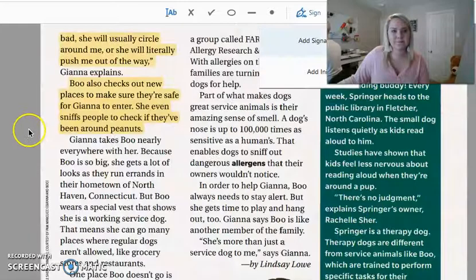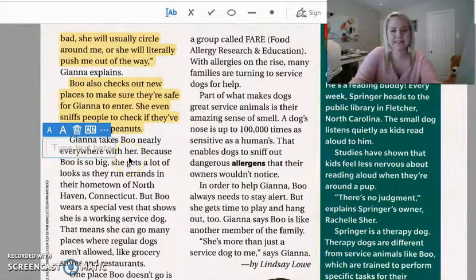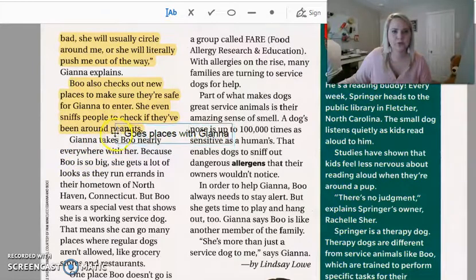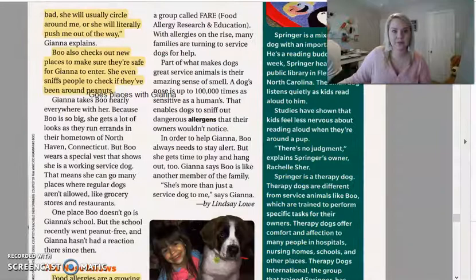So I could put a little text box right here, and I could say, goes places with Gianna. Let me see if I can move this over. Well, not really, but we're going to try. You could write it out to the side if you are printing yours, okay? So you can definitely do that. But that's a little way to take notes for what you're reading. So we know that Boo is allowed to go places with her owner, okay?